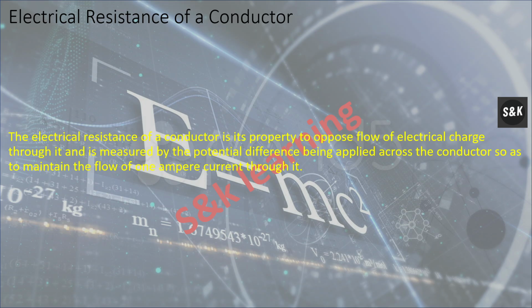Electrical resistance of a conductor. The electrical resistance of a conductor is its property to oppose flow of electrical charge through it and is measured by the potential difference being applied across the conductor so as to maintain the flow of 1 ampere of current through it.